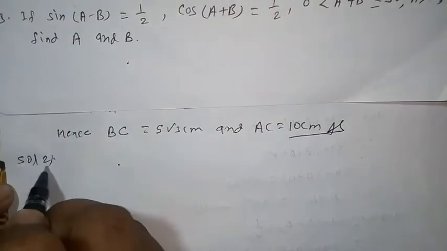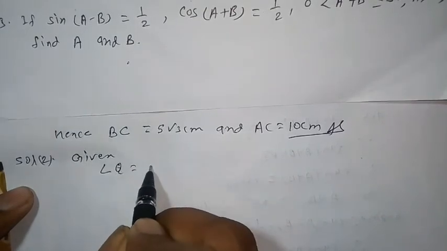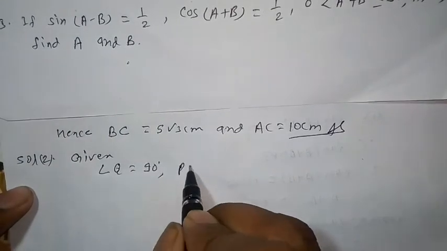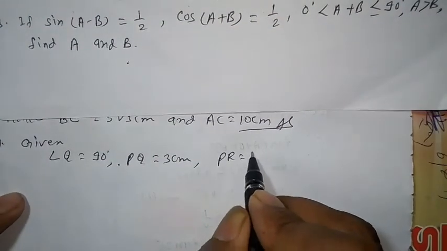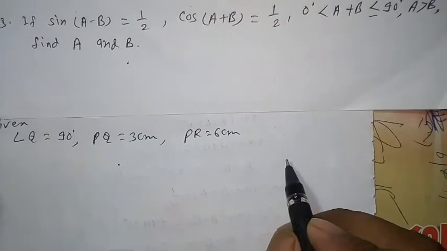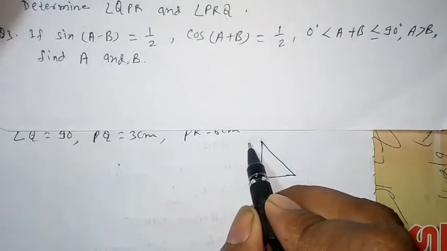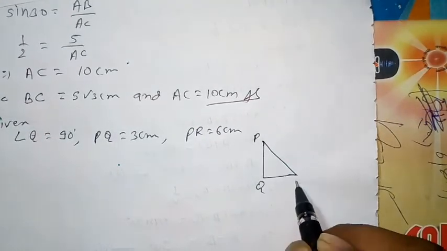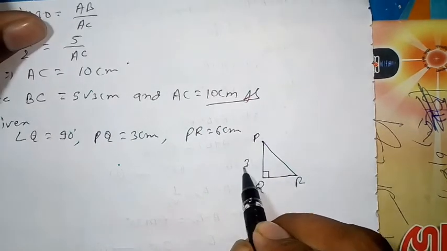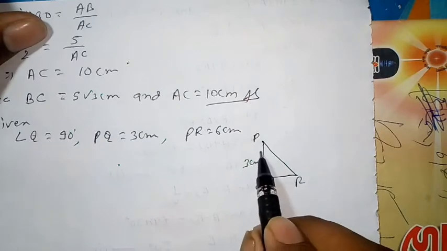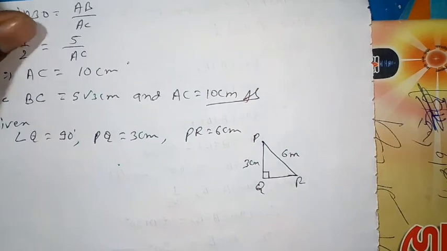Solution 2. Given: angle Q is equal to 90 degree, PQ is equal to 3 centimeter, PR is equal to 6 centimeter. Now I am drawing a right angle triangle PQR. Q is equal to 90 degree, PQ is equal to 3 centimeter, PR is equal to 6 centimeter.